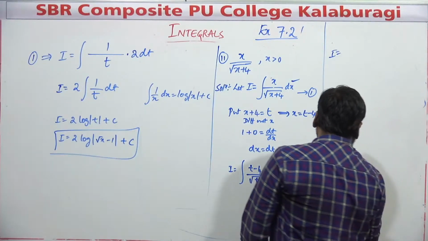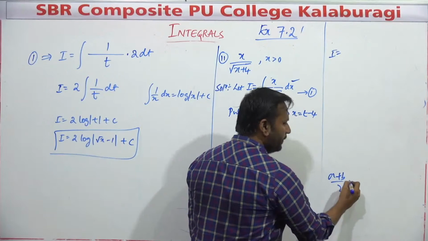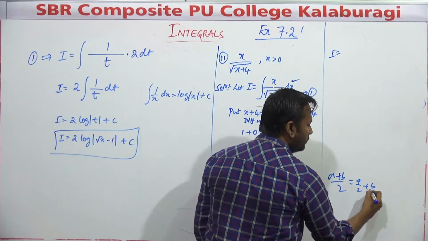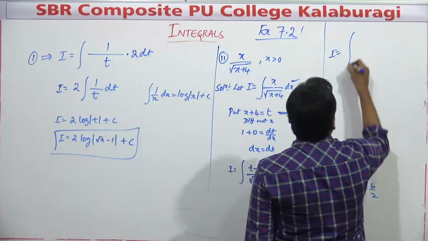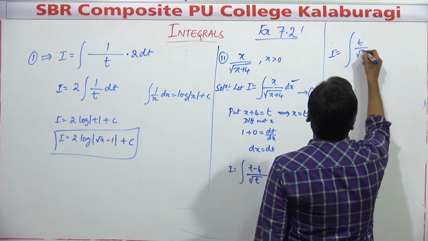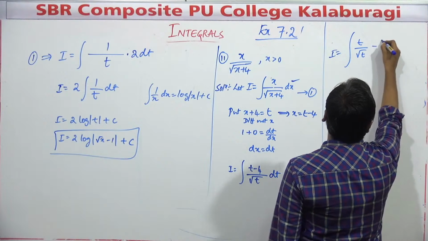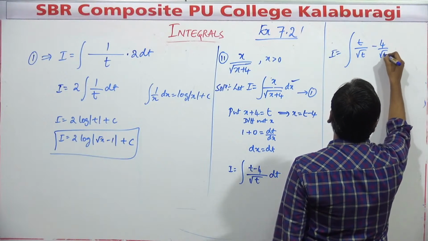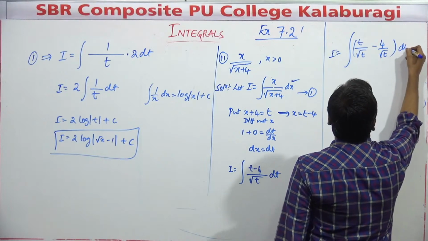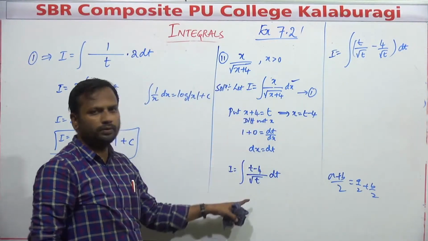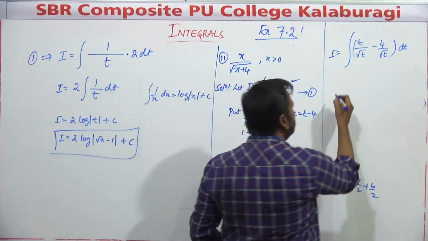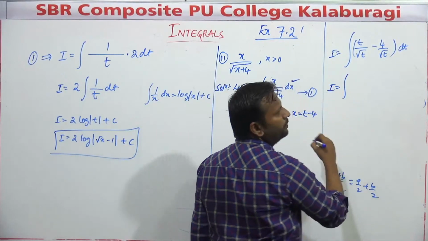Now, as we know, (a plus b) by 2 is a by 2 plus b by 2. No, split it. So it is written as t by root t minus 4 by root t, dt. Right? I hope you understood all the things. Now, simplification. Only simplification you have to do.